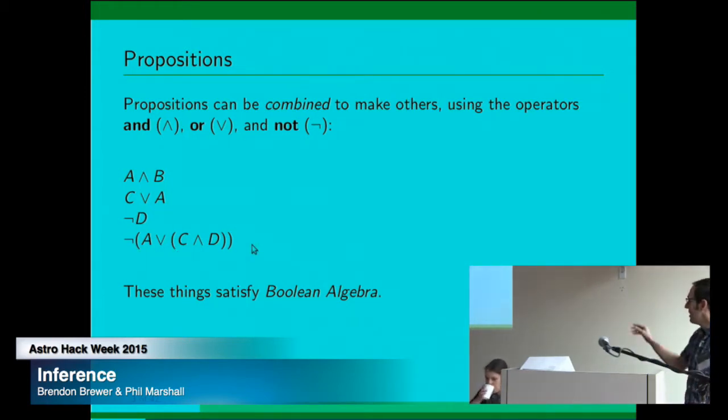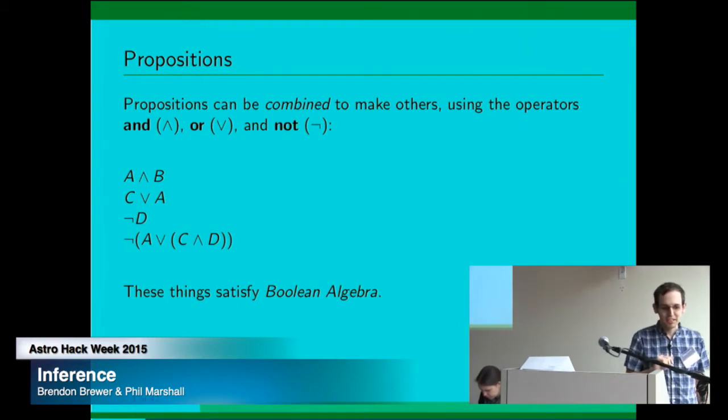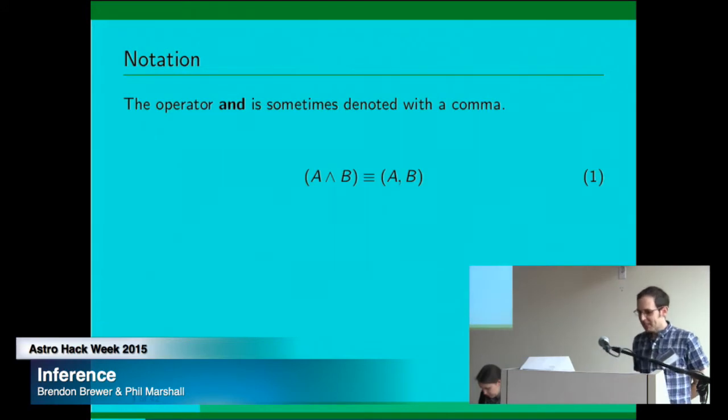The rules for how these combinations work are called Boolean algebra, and if you want to learn that, you can go to the Wikipedia article, and there's heaps of stuff there, and it can get fairly complex. Just as a matter of notation, I said I was going to use and with a wedge, but sometimes it's just written with a comma. Actually, it's more common to have a comma when you start dealing with probabilities.